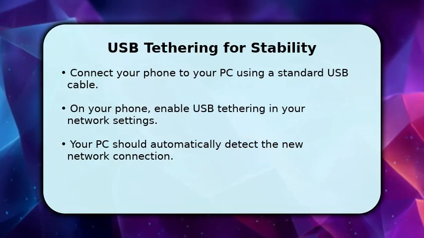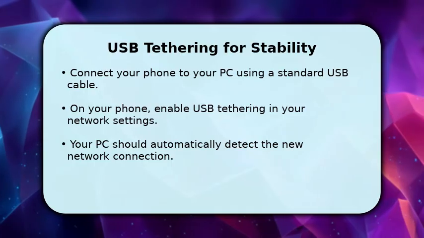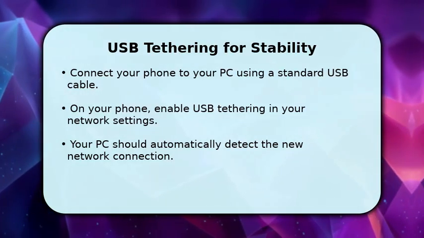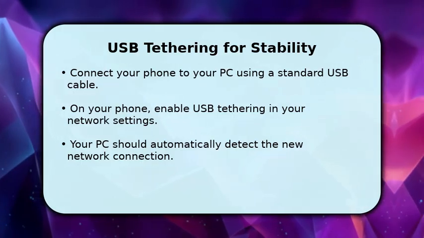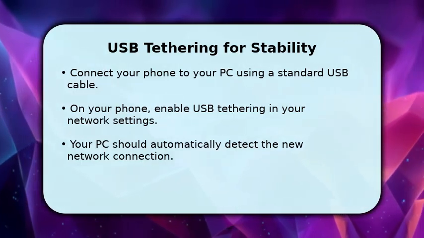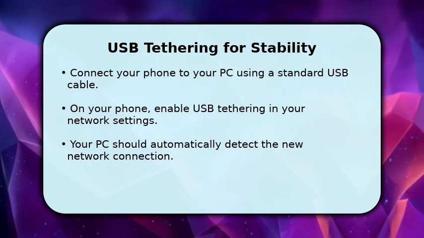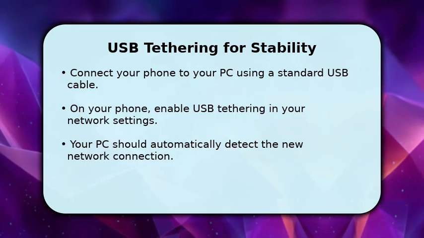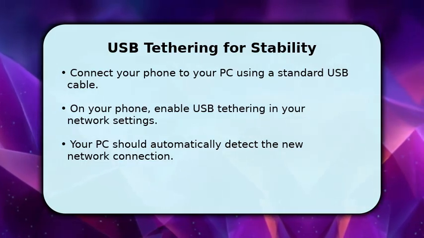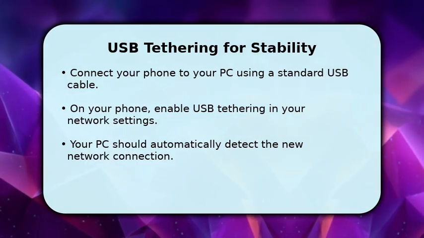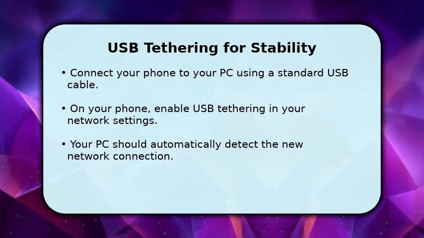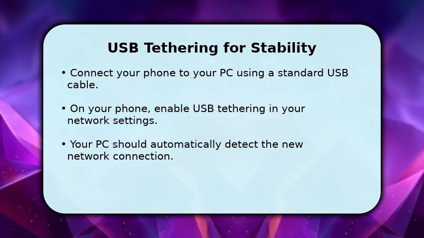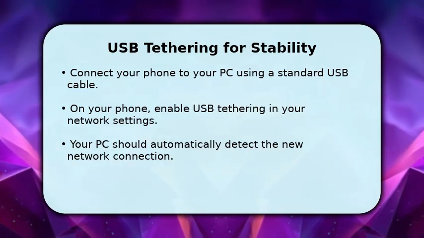Next, we'll explore USB tethering, a fantastic option for a more stable and often faster connection. Begin by connecting your phone to your PC using a standard USB cable. Once connected, navigate to your phone's network settings and enable the USB tethering option. Your computer should then automatically detect this new wired network connection. This one-to-one link is excellent for tasks requiring consistent bandwidth, like large downloads or online gaming.